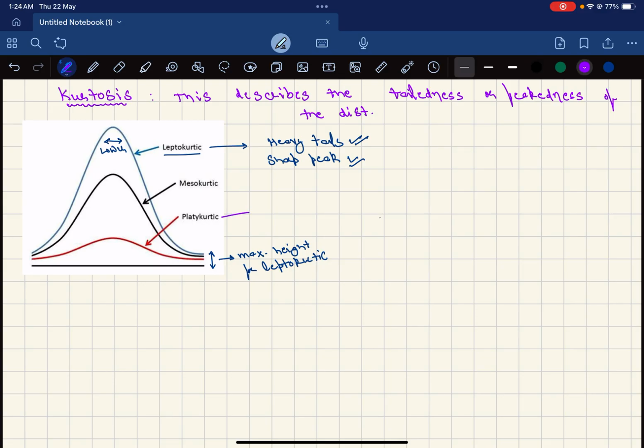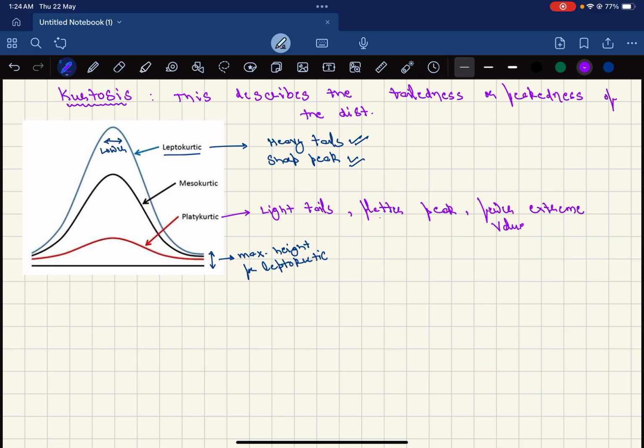Then let's go towards the platykurtic distribution. So the platykurtic distribution is the red one here. Clearly it has light tails, as the tails have the lowest height out of the three kinds of distribution here, and there is a flatter peak here. As one can see, it is almost like a flat peak. Almost the bell shape is gone, and therefore there are fewer extreme values here.